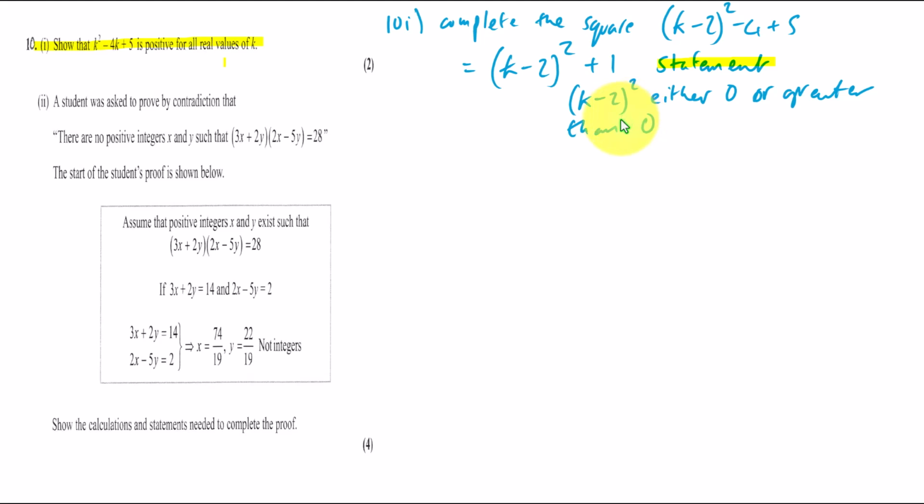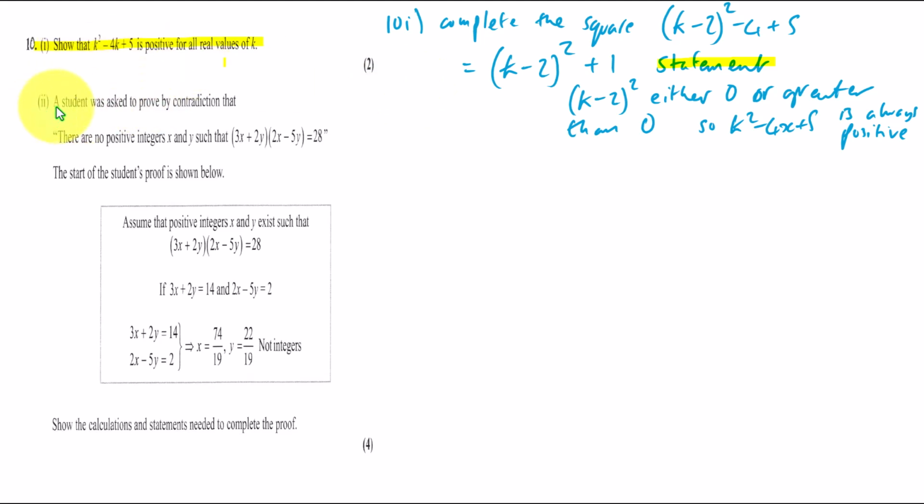Because it's a proof, you do need to have some communication. And from this stage, you just need to write, so k² - 4k + 5 is always positive, because it's a bit of an axiom. If this is 0 or greater and you add 1 to it, it's going to be positive.